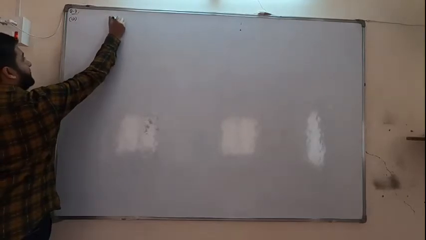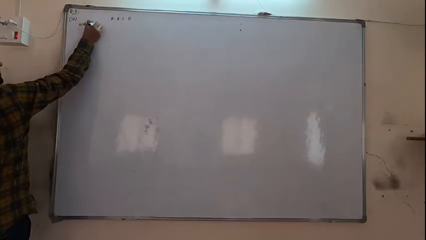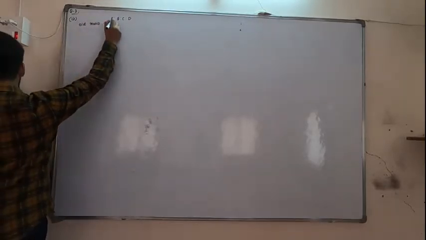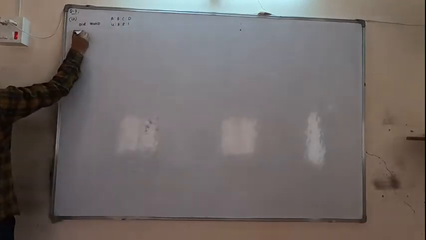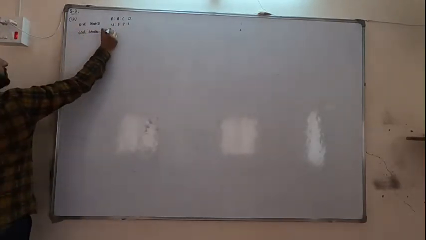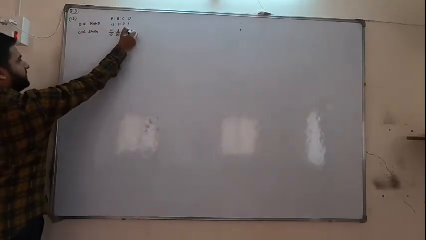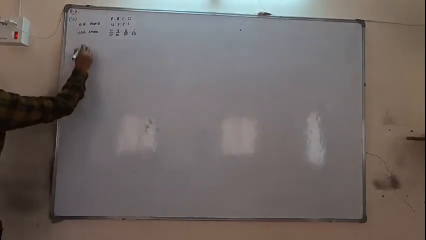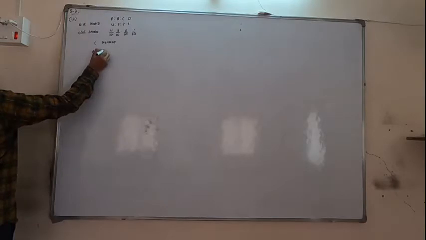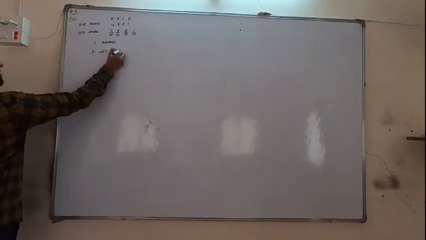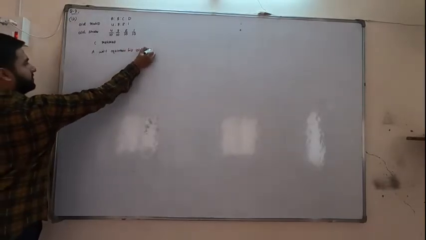A is to B is to C is to D, old ratio 4 is to 3 is to 2 is to 1. Old shares 4 by 10, 3 by 10, 2 by 10, 1 by 10. C retires. A will maintain his old share.